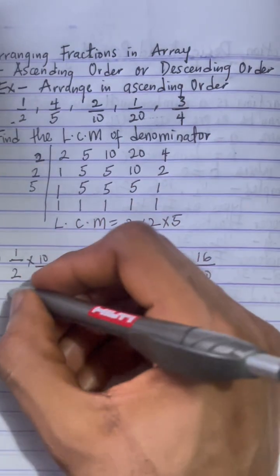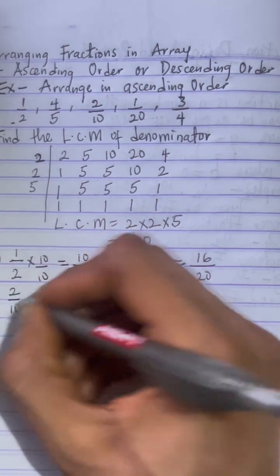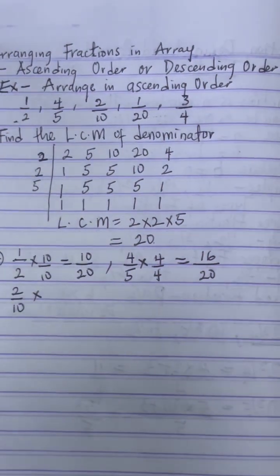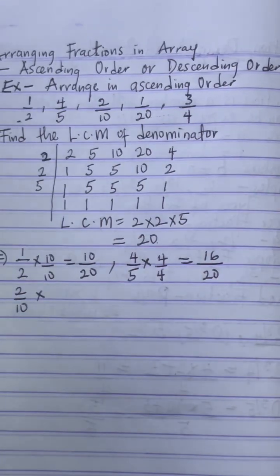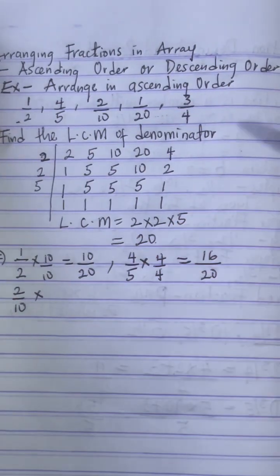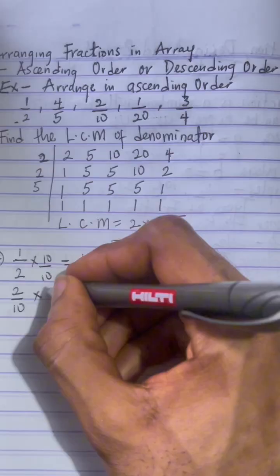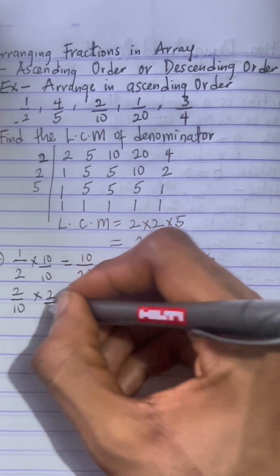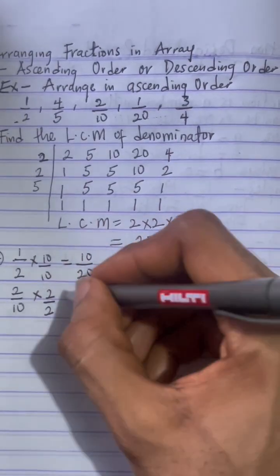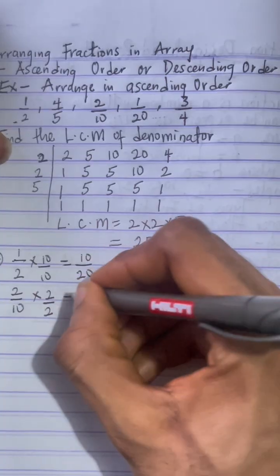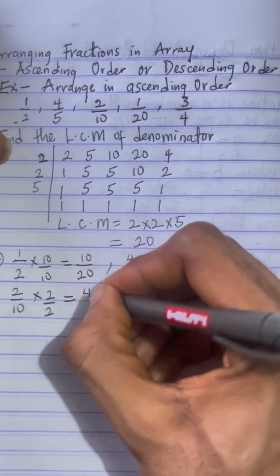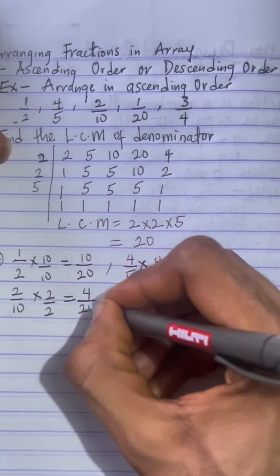Good. So I'll do for what? 2 over 10. What should I multiply to 10 and I'll get 20? I'll do 20 divided by 10, 2, right? So if I multiply numerator and denominator by 2, I should get what? 20 on my denominator. So I got 2 times 2, 4, over 10 times 2, 20.